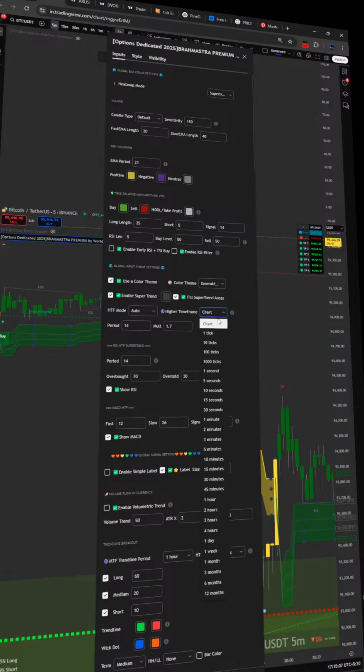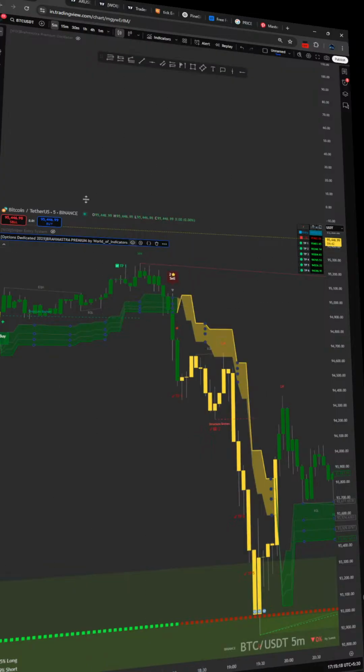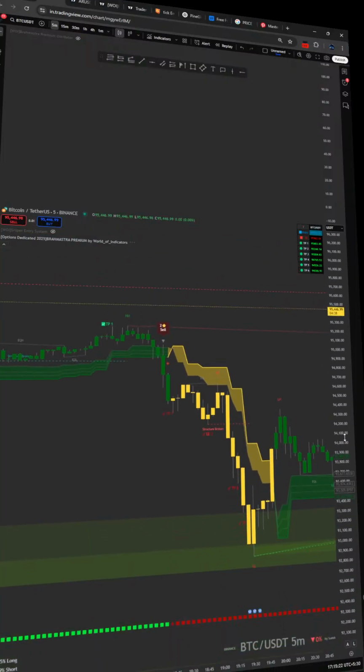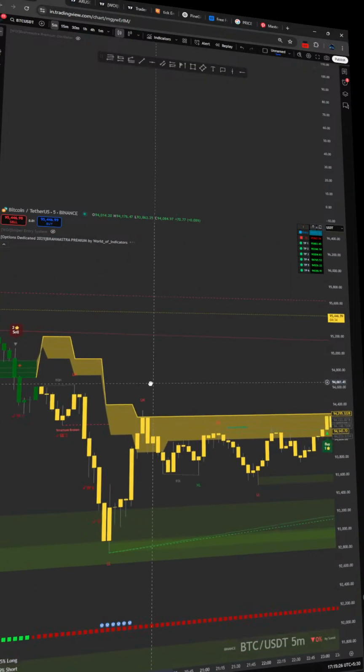You can also select it to the 30-minute time frame. It works good. Select it to manual and do it for the 30-minute time frame. It works good. There are 25 modes of color.